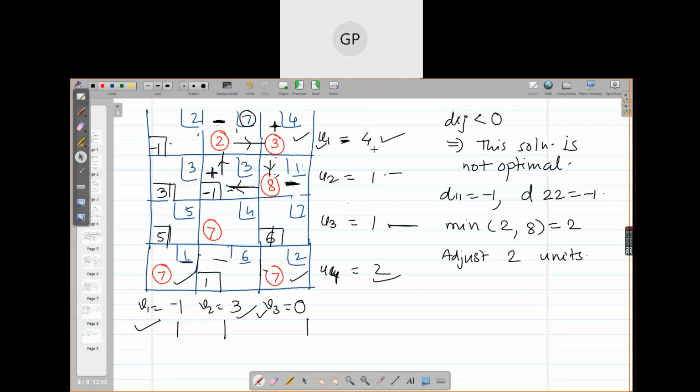Okay, so you please do the needful now. Complete this problem. This is your homework. Get the next solution. I'm not saying optimal. Get the next solution and check whether it is optimal or not.